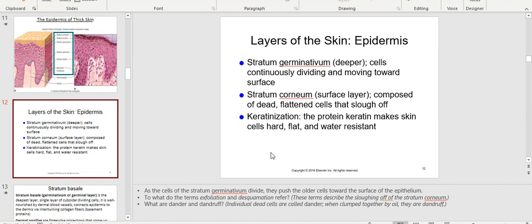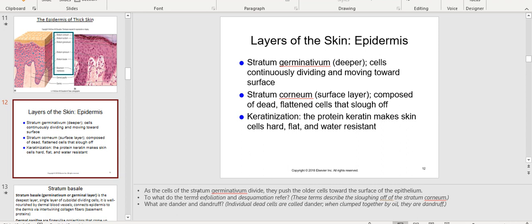What do we got here? Stratum germinativum. These are the cells continuously dividing and moving towards the surface. Stratum corneum: this is your surface layer composed of dead flattened cells that slough off. Keratinization: the protein keratin makes skin cells hard, flat, and water resistant. Because we don't really want living cells on the outside because they're just going to get attacked. We want dead cells that are tough as nails on the outside, and that's what this keratin provides.